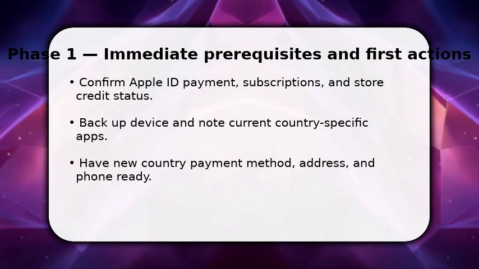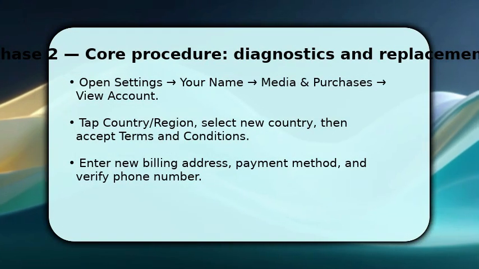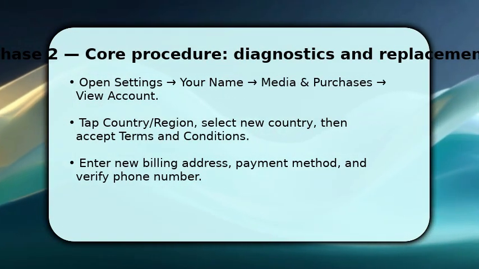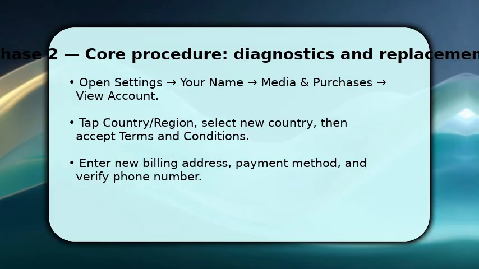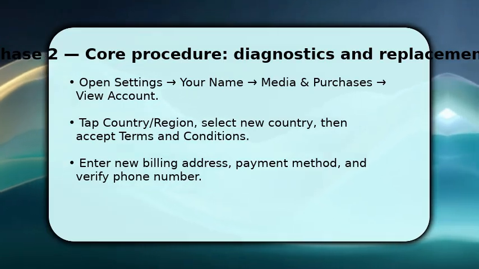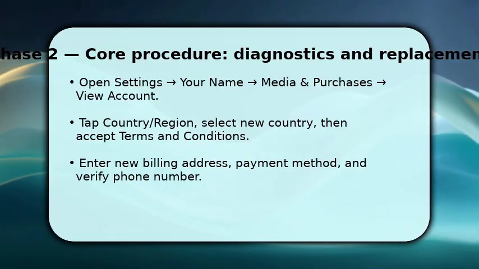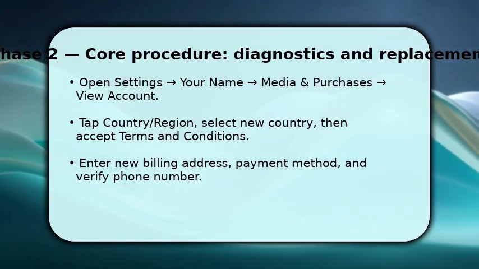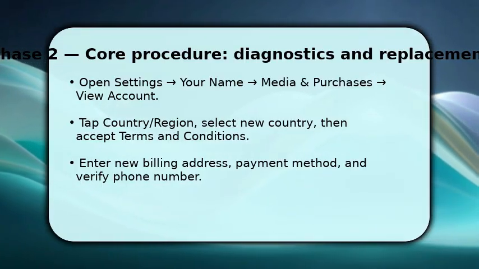Now change the country on your device. Open Settings, tap your name, choose Media and Purchases, then View Account. Sign in if asked. Tap Country/Region and select the new country because store catalogs and payment rules differ by location. Accept the terms, then enter the new billing address and payment method. You must match the country.